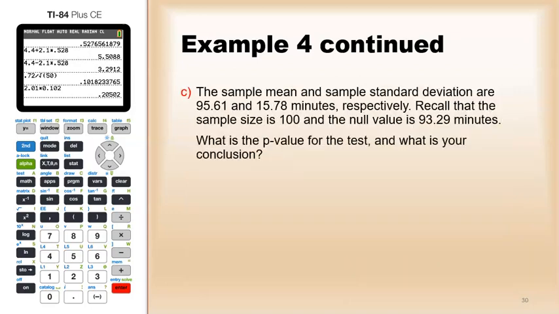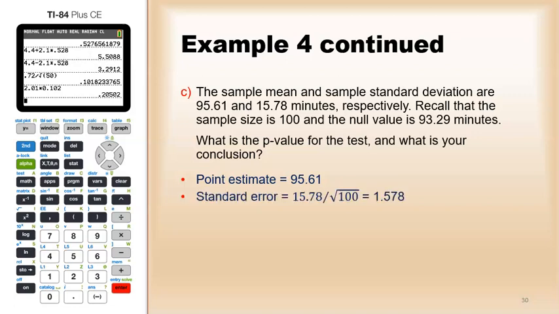Okay, so let's get to the rest of this. The sample mean and standard deviation are 95.61 and 15.78. And recall the null value was 93.29. So what is the p-value? Well, the point estimate is 95.61. That's the sample mean. The standard error would be 15.78 divided by the square root of 100, which is 10, so I move the decimal one place to the left: 1.578.